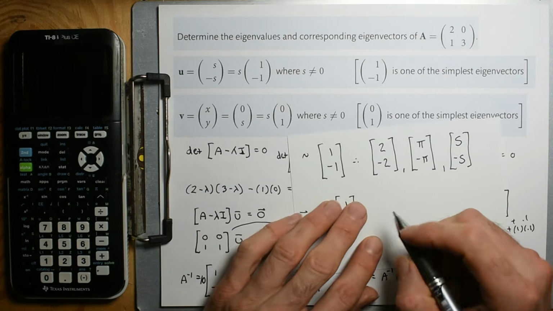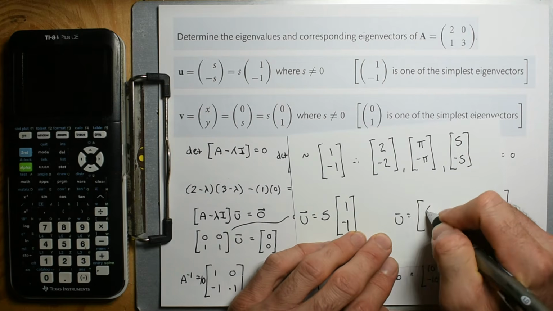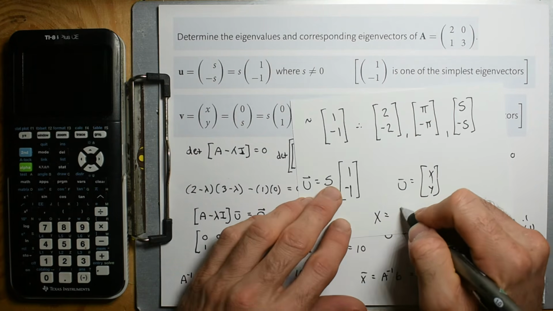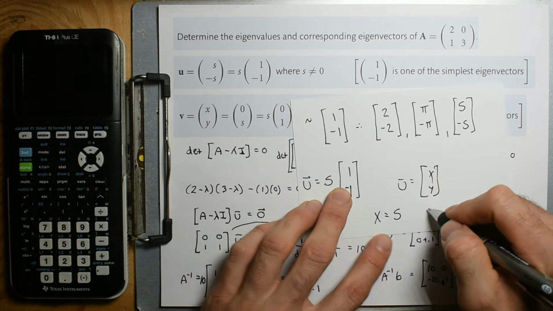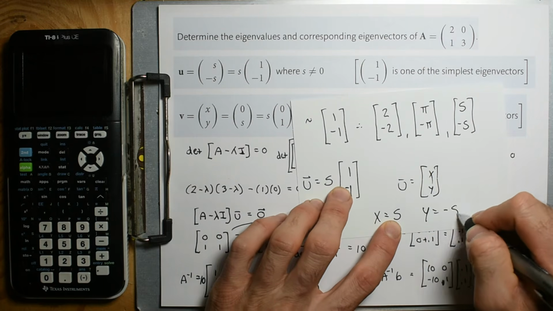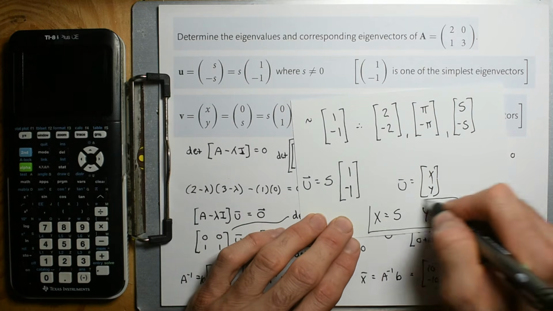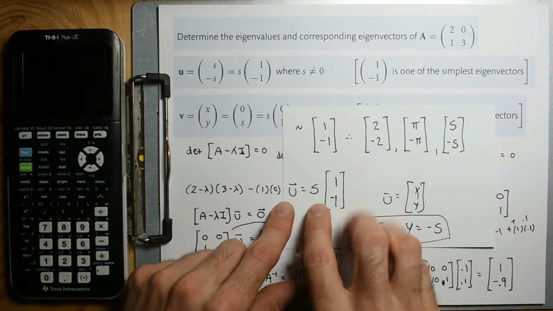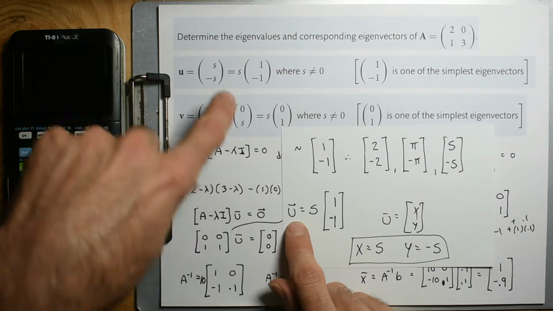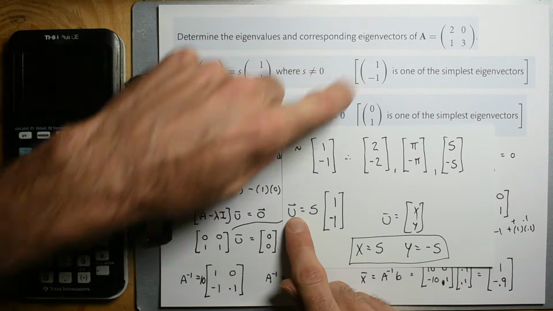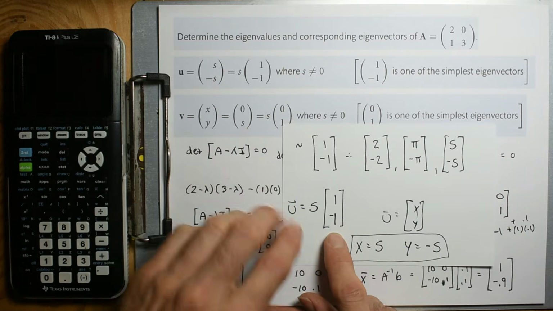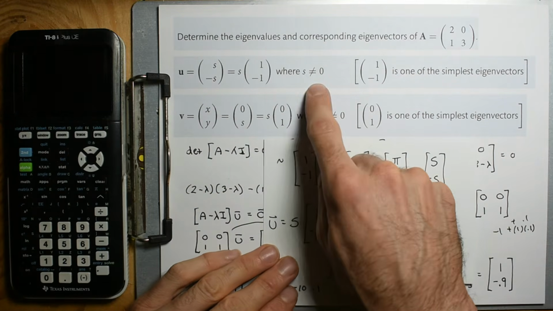And so our u is in the form of x and y, and we can see that x is any value s, and y is just the negative of that value that we chose. So factor out the s, and we have this. Our eigenvector is going to be s times 1, negative 1, where s is any number besides 0.